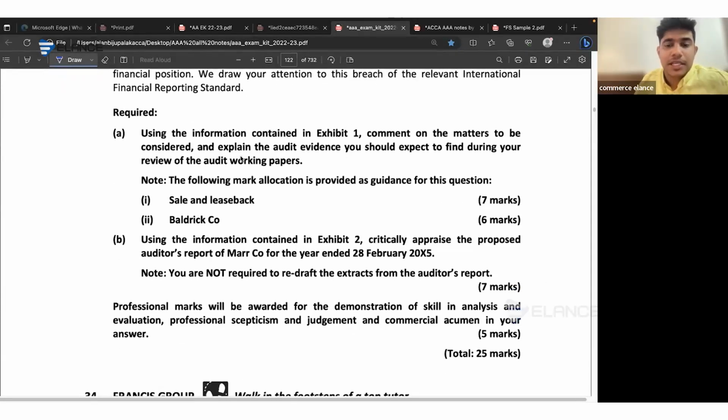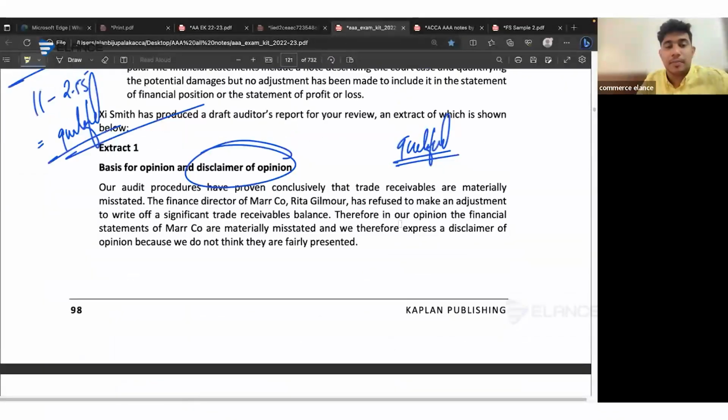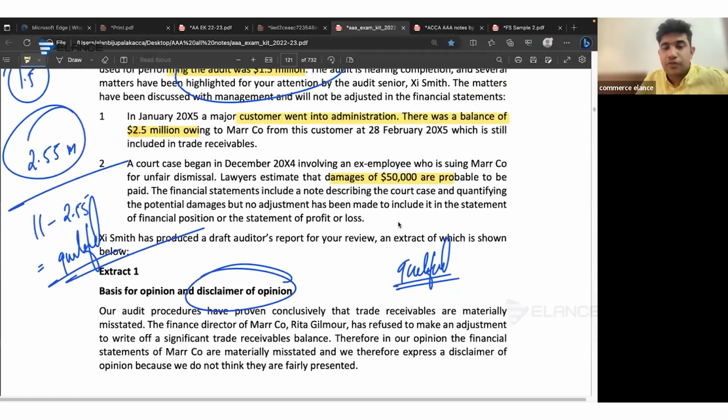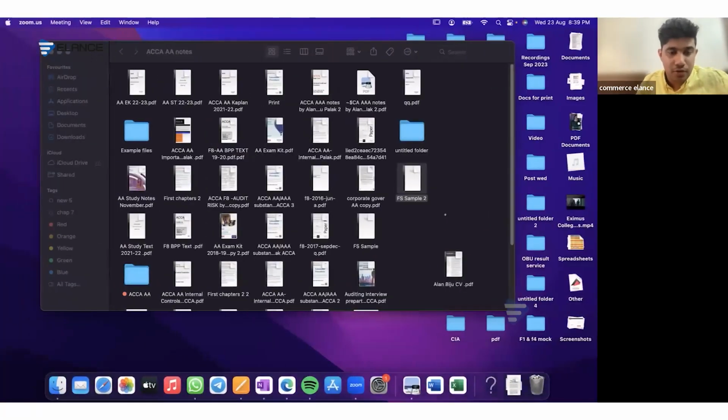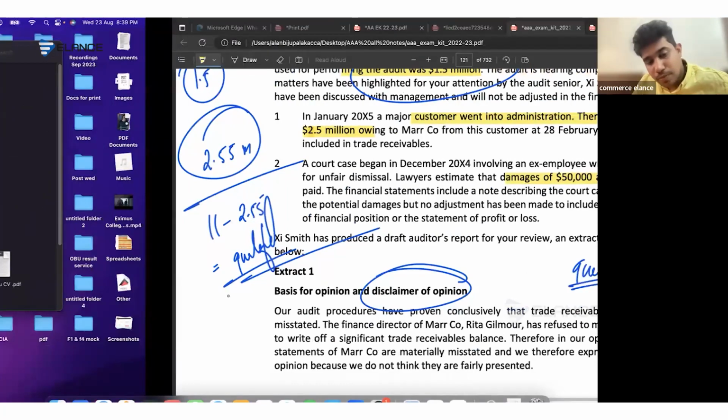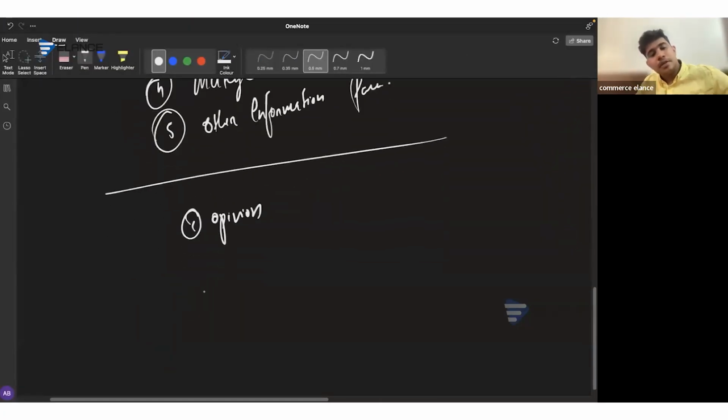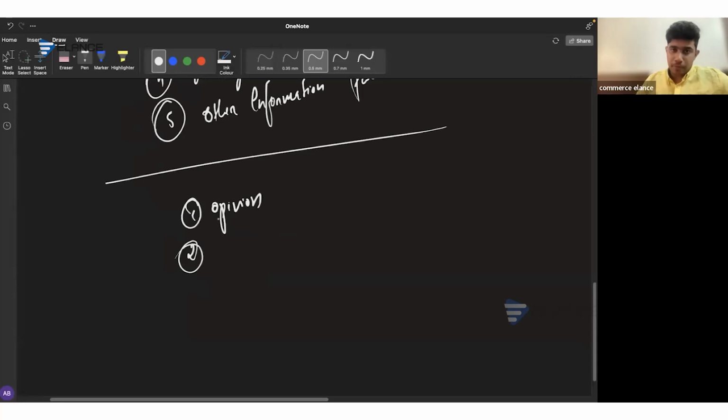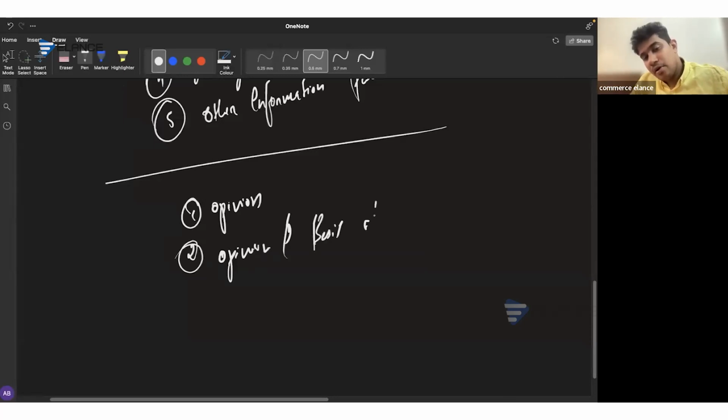So the examiner will be asking you a question like this: using the information contained in the exhibit, critically appraise the proposed auditor's report. When you get a question on critical appraisal of the proposed auditor's report, the first thing you have to ask of the scenario is whether the opinion expressed by the auditor is appropriate. We have got the answer to that: no, it's not appropriate. Secondly, you need to consider whether the opinion and basis for opinion heading is appropriate.